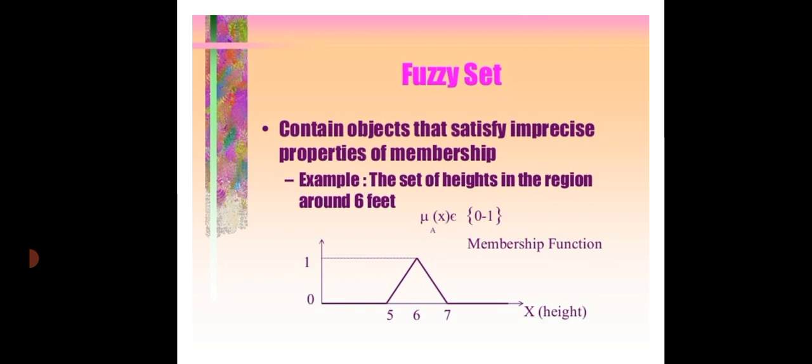Now you can see the fuzzy set. It contains objects that satisfy the imprecise property of membership. That is the set of heights in the region around 6 feet. Okay. So 6 feet is the maximum limit, but you can also choose 5 and 6. That is fuzzy. The mapping starts from 5 and ends with 6, but the highest mapping is at 6.